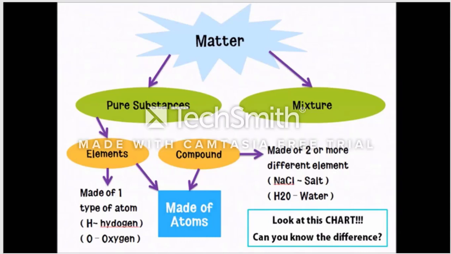Pure substances can also be compounds, made up of two or more different elements. For example, NaCl, which is made of the elements sodium and chlorine, and water, which is made up of the elements hydrogen and oxygen.